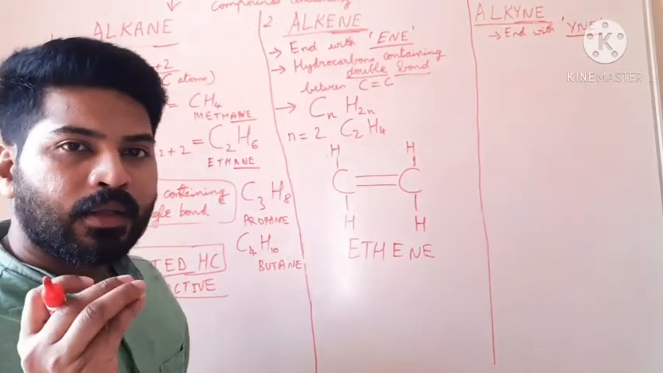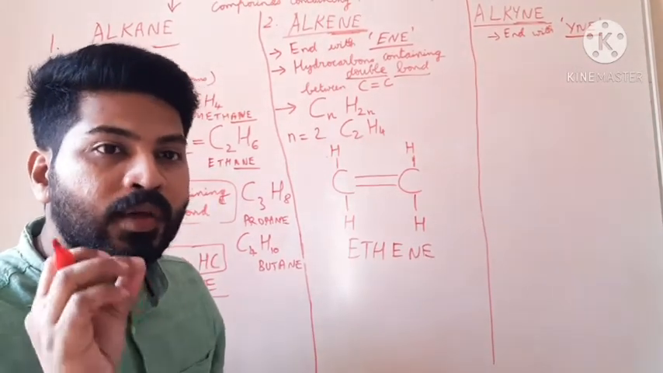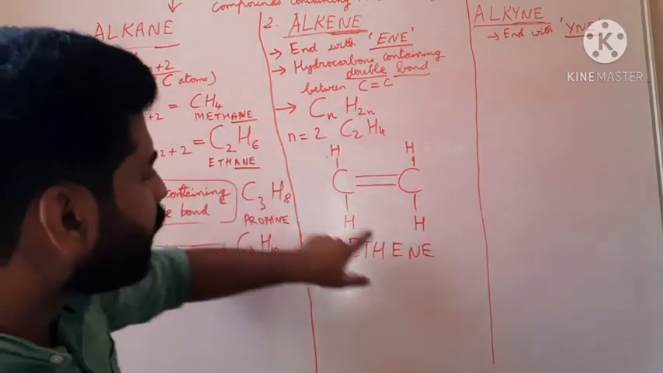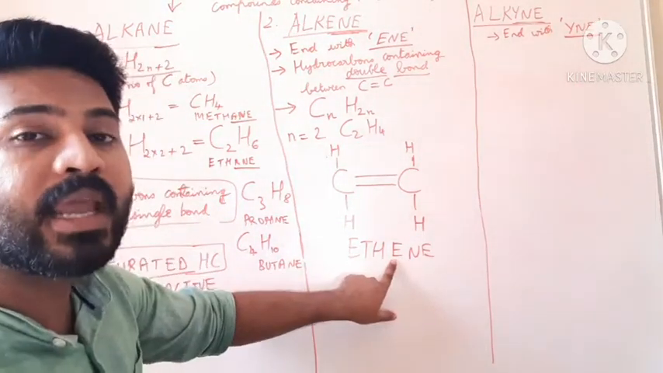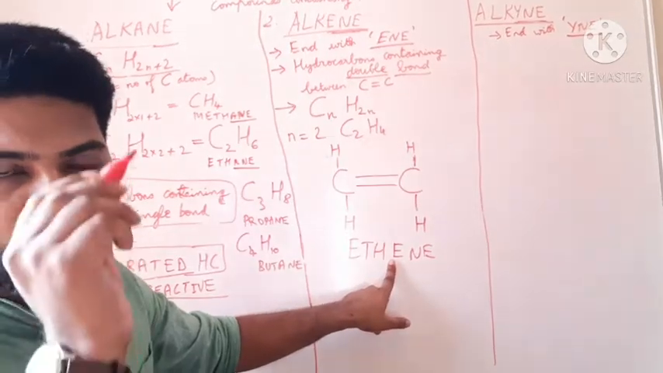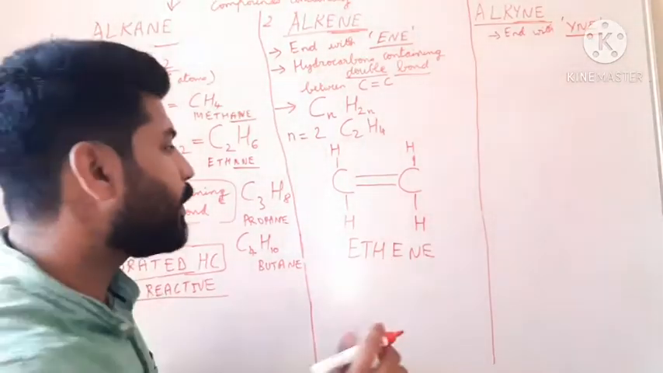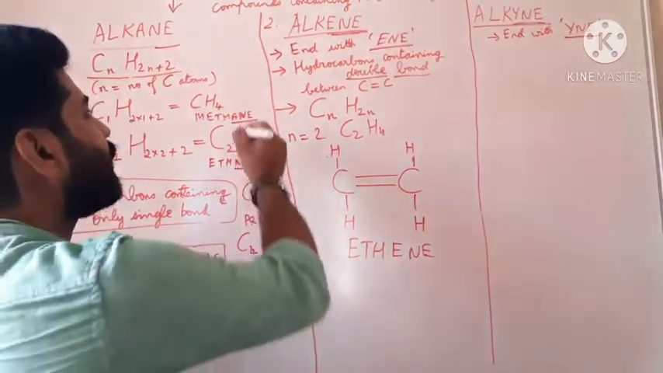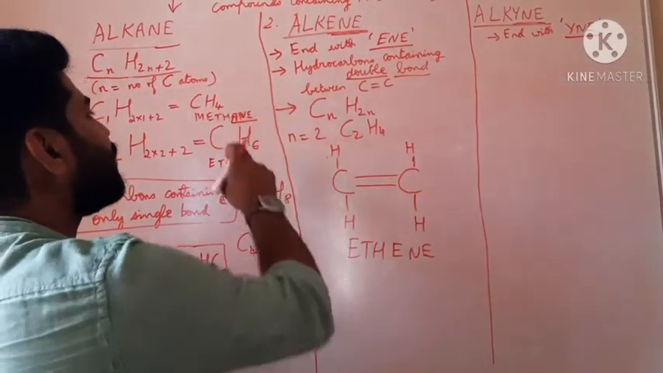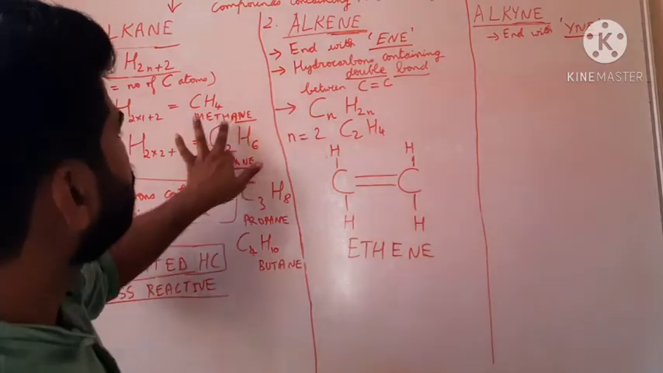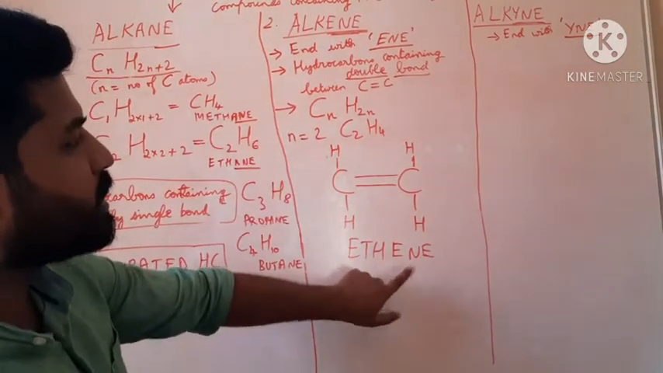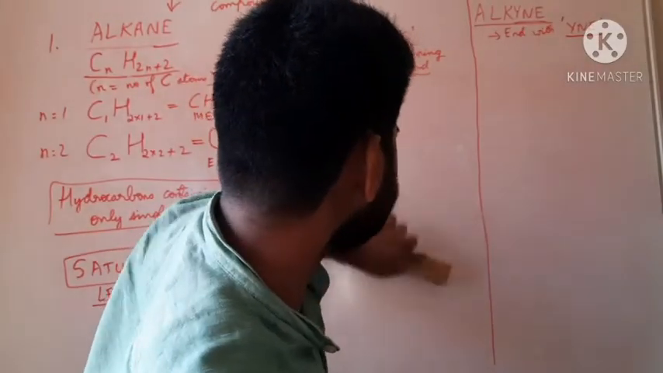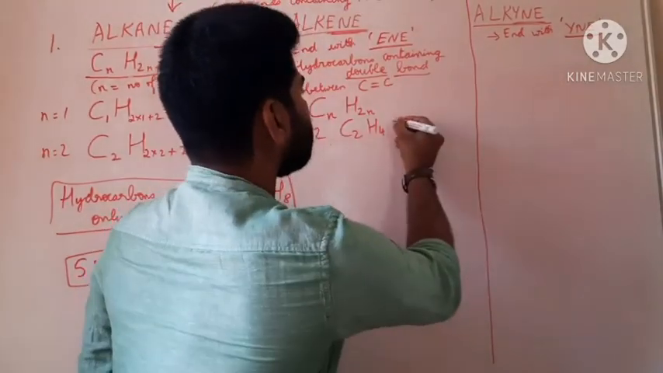Here you have to pay extra attention to your handwriting, because just an A and an E will change the entire answer. So your A's and E's should be properly written. Better to use capital letters when writing the names, so that there is no confusion. So this is the first member of the alkene family, that is ethene.